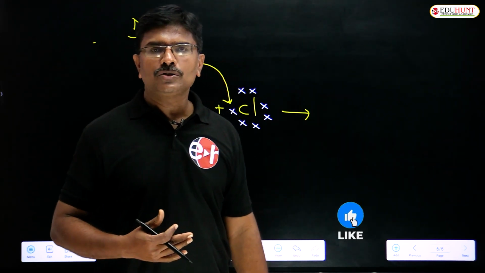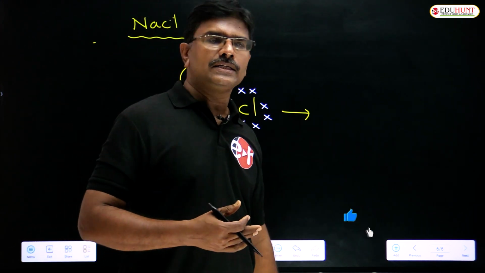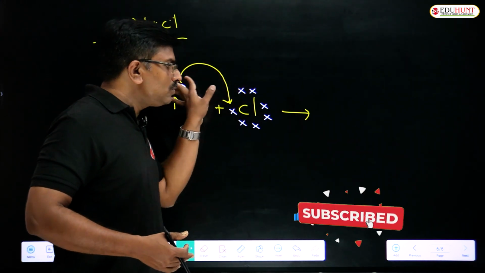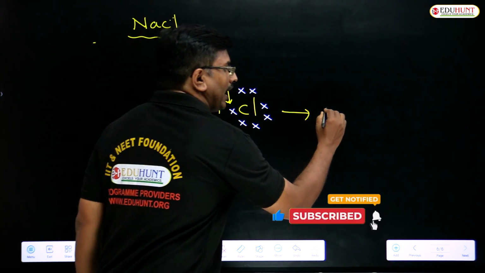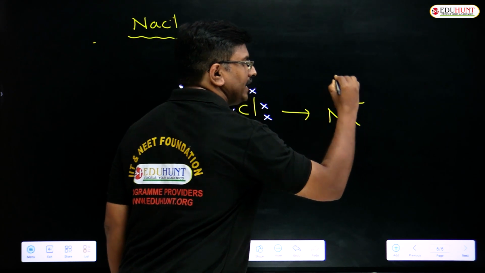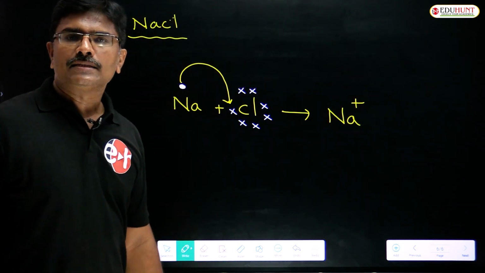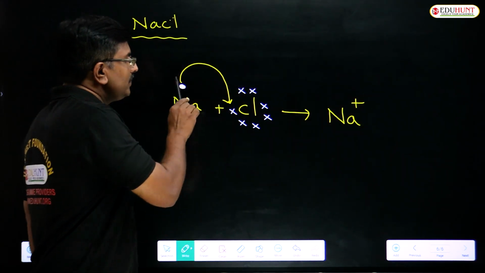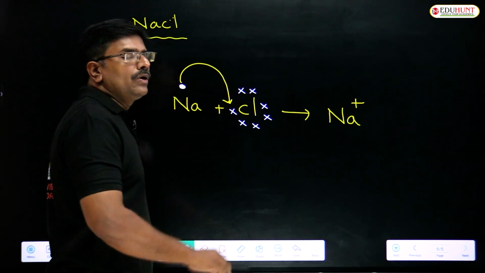Proton possesses the positive charge. You know this, in your lower classes you learned this. So sodium, after losing this electron, acquires the positive charge, Na+. It develops the positive charge. Clear? Now this electron is transferred to chlorine.